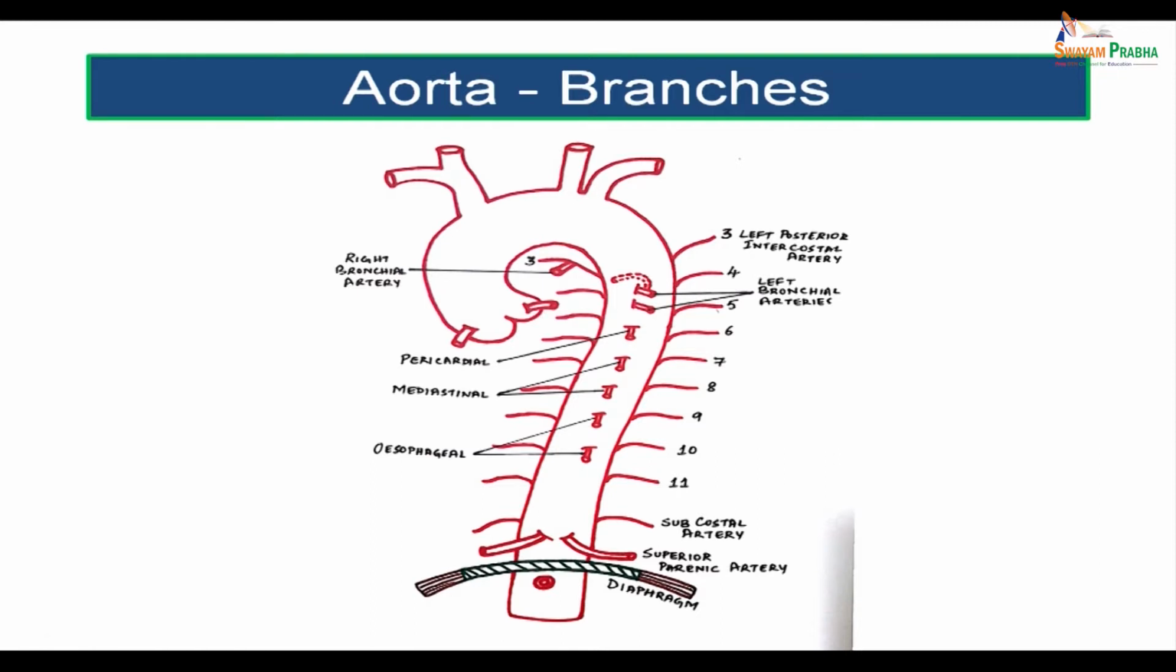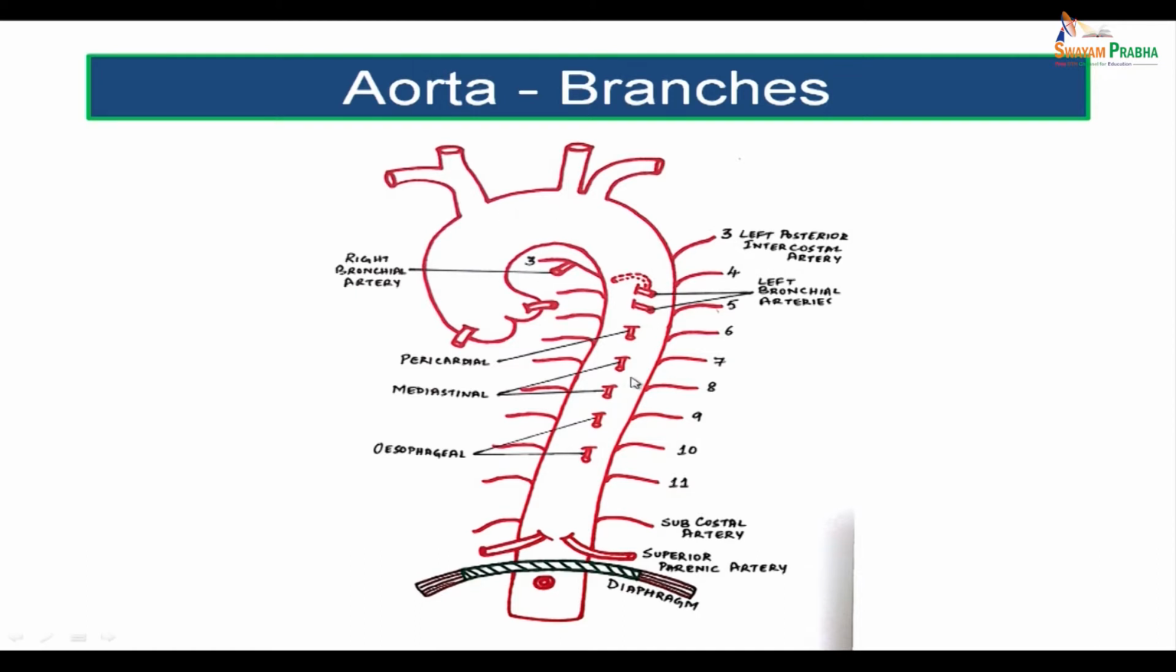The arch of aorta gives off three branches. One is the brachiocephalic trunk or the innominate artery, which divides into the right common carotid and right subclavian. The next is the left common carotid artery, and the other one is the left subclavian artery. These are the branches coming from the arch of aorta. Occasionally, it gives the arteria thyroidea ima.